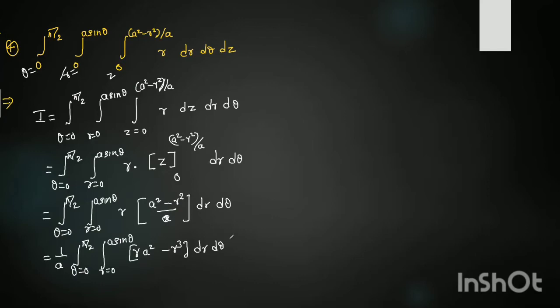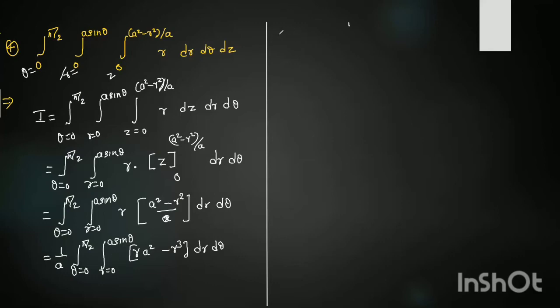Okay, r squared and r cubed. Now we can integrate this with respect to r. Here a squared is a constant term, and r will be r squared by 2, minus r cubed will be r to the power 4 by 4. And the limits are 0 to a sin theta.